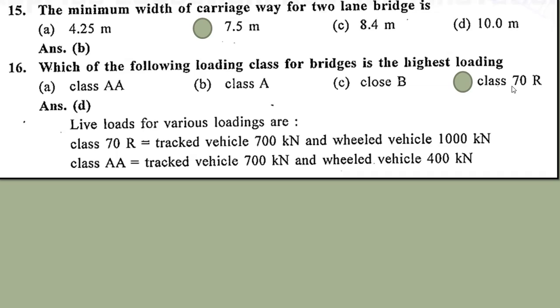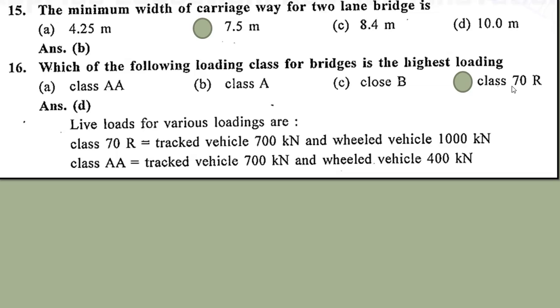So here, the difference between class 70R and class AA, as far as loadings are concerned: for tracked vehicle the loading is the same, but as far as wheeled vehicle is concerned, class 70R loading is 1000 kN, whereas for class AA, wheeled vehicle loading is 400 kN.